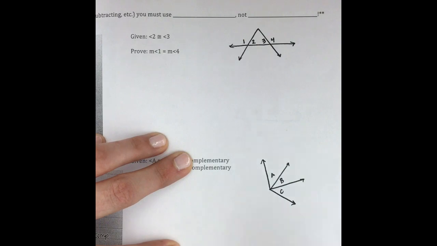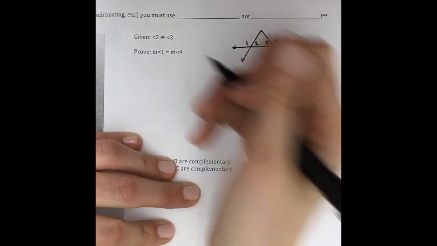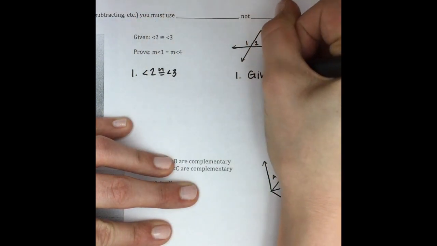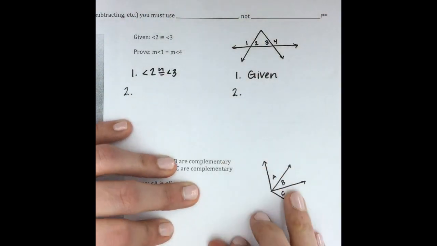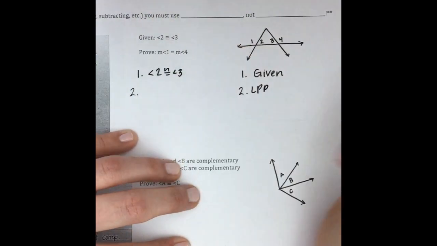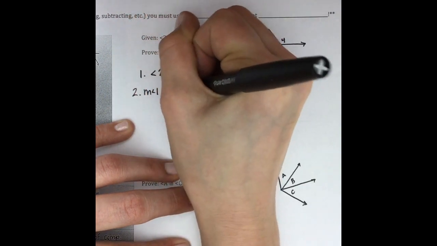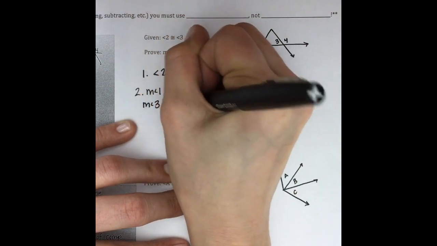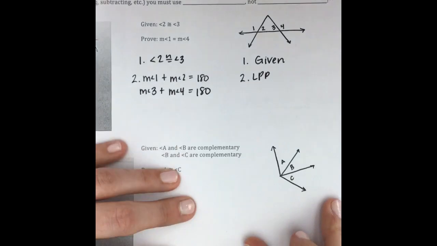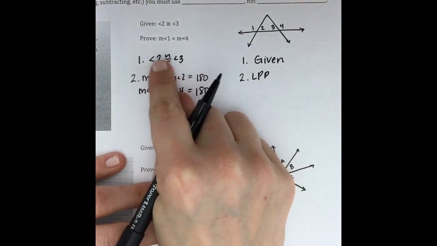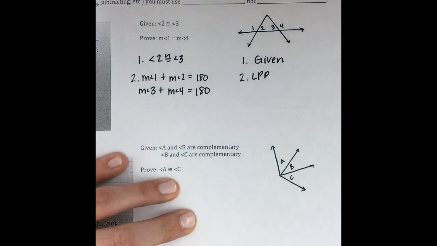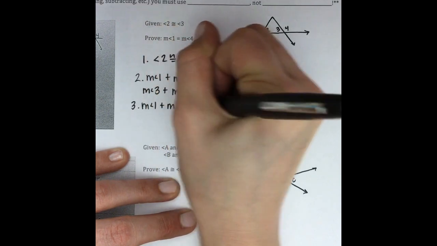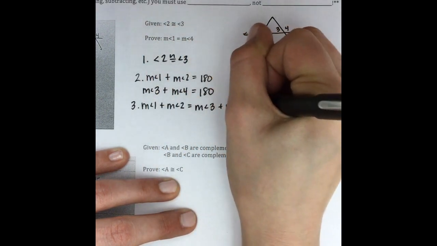into an equality statement. Okay, so if we were gonna start this proof, again, a lot of these steps are gonna be the exact same. I'm given that 2 is congruent to 3. I still need to use that linear pair postulate because that's what let me say that measure of angle 1 plus the measure of angle 2 equals 180. The measure of angle 3 plus the measure of angle 4 equals 180. I still want to get 1 and 4 into the same equation because I want to show that 1 equals 4. So I'm going to go ahead and use substitution and say the measure of angle 1 plus the measure of angle 2 equals the measure of angle 3 plus the measure of angle 4.